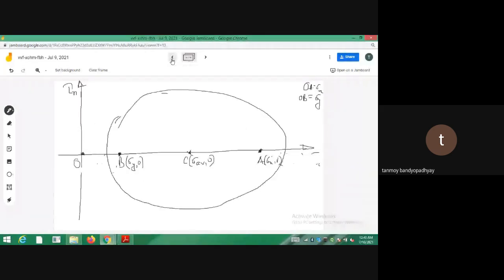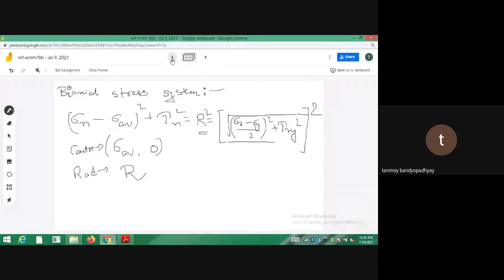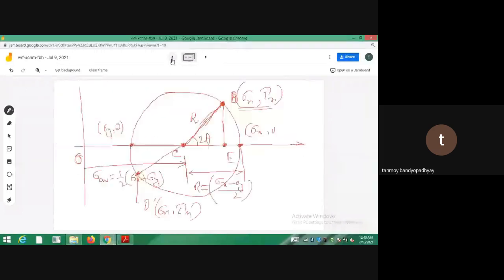So you can see this one. This is point A, this is point B. In this case, sigma x and sigma y are the principal stresses themselves. Sigma x and sigma y. That is why A and B were lying on the extremities of the circle.